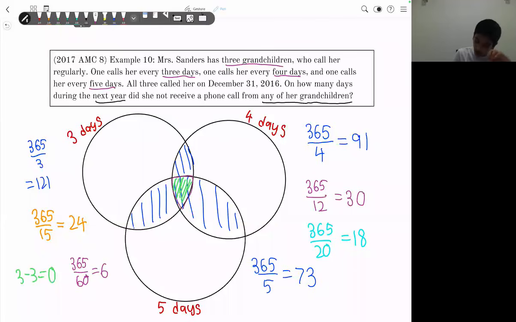We're not counting it at all, so we must add it back. It needs to be called every 3, 4, and 5 days, so it needs to be called every 60 days. Therefore, 365 divided by 60 equals 6 is what we have to add back.